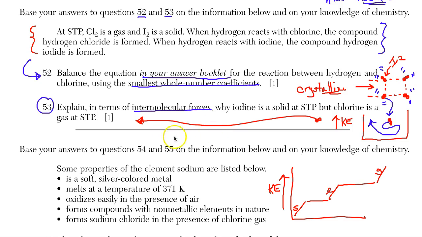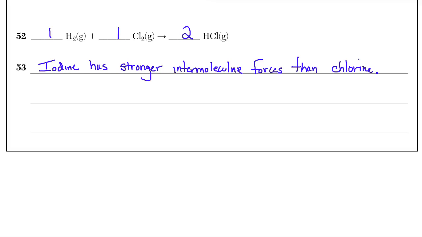All right, so let's get our answer down to number 53. So I put iodine has stronger intermolecular forces than chlorine. That's a really good way to answer the question, because remember, these are not very difficult questions, but they definitely wanted you to answer these in terms of the intermolecular forces. So not answering them in the way they want to, you can get this wrong.